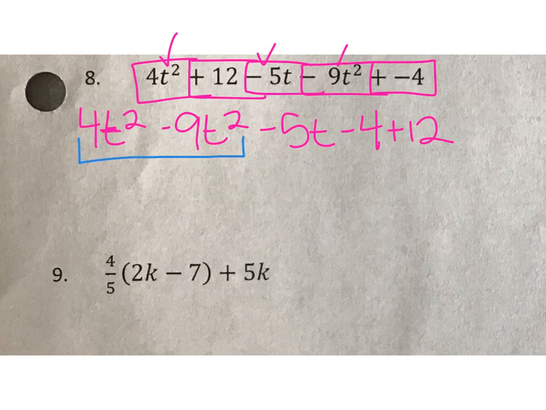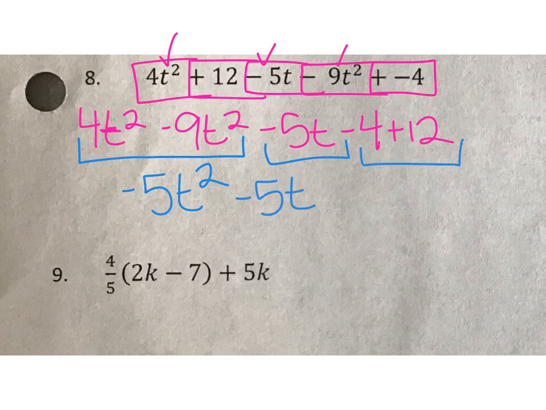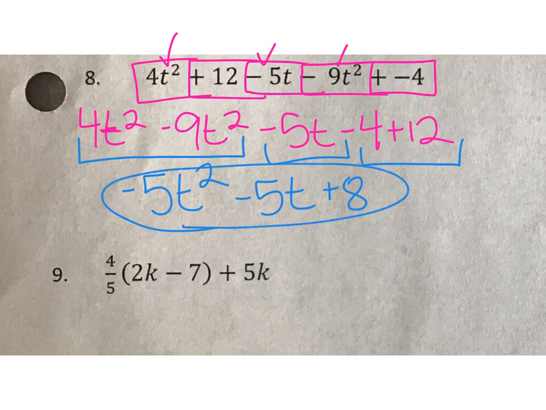We're going to combine our like terms. So 4 minus 9 is going to get me negative 5t squared. This one doesn't have any like terms, so it's just minus 5t. Then these constants are going to combine, and it's negative 4 plus 12, so it just gives us plus 8. Again, if you put it in a different order, that's okay, but make sure the negative is in front of the 5t squared and the 5t.